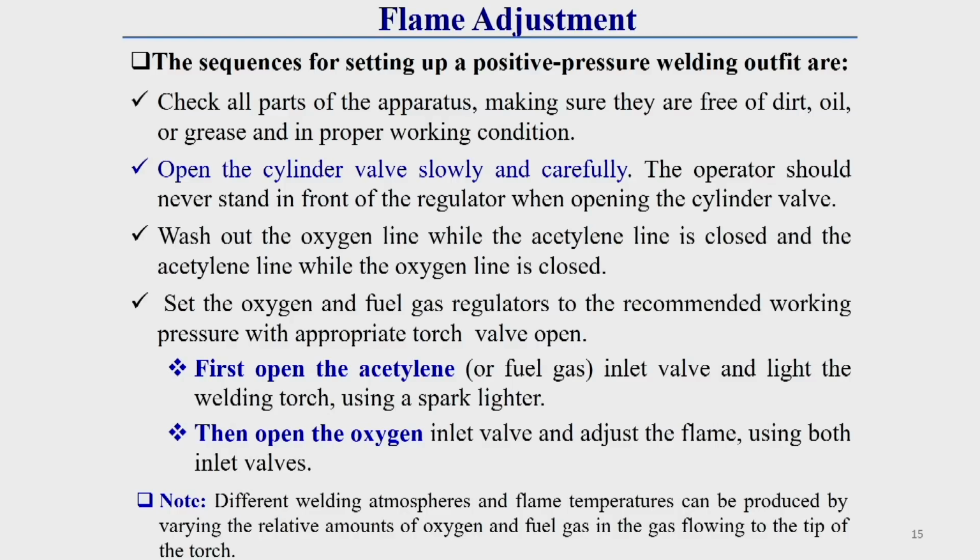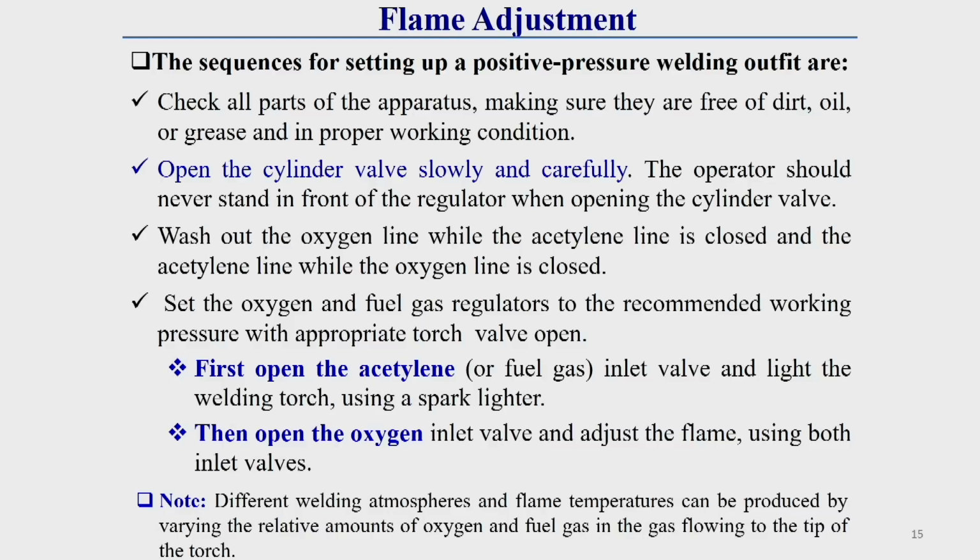First of all, purge the oxygen line valve while the acetylene line is closed, and purge the acetylene line while the oxygen line is closed. That means one by one we should clean the hose of the oxygen gas supply and the other hose of the fuel gas supply. When we clean the oxygen hose, the acetylene valve will be closed. When we clean the acetylene or fuel hose, the oxygen will be closed.